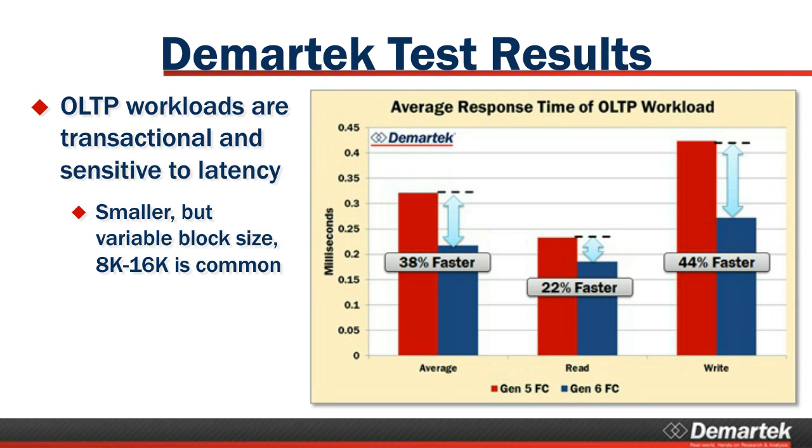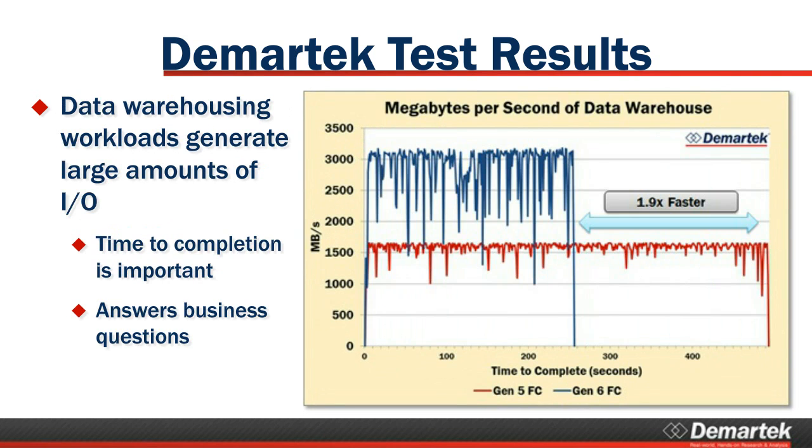Let's move on to our data warehousing test. Data warehousing tends to do lots of large block I/O. We see lots of that, so this is a good bandwidth test. So when we ran this particular test, this is a fixed amount of work. So that means that as soon as it's all done, it quits. So you can see the difference here, almost double or twice as long the 16 gig test took than the 32 gig test. The 32 gig test finished, as we show in the chart here, 1.9 times faster.